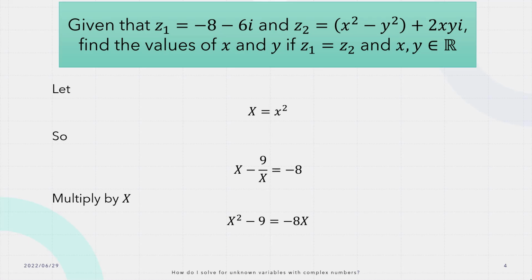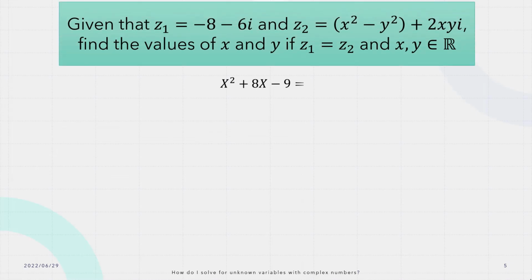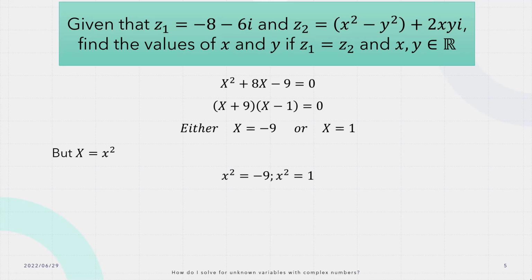If I multiply by X on both sides, I get X squared minus 9 is equivalent to negative 8X. I can simplify this and obtain a quadratic equation, which I can factorize and obtain X is equal to negative 9 or X is equal to 1. But X is equivalent to x squared, so that means that x squared is equivalent to negative 9 and x squared is equivalent to 1.